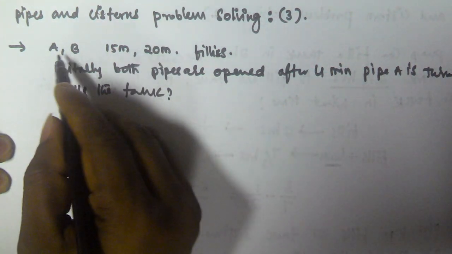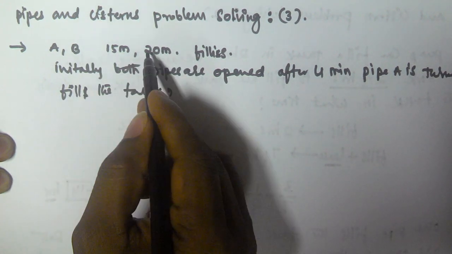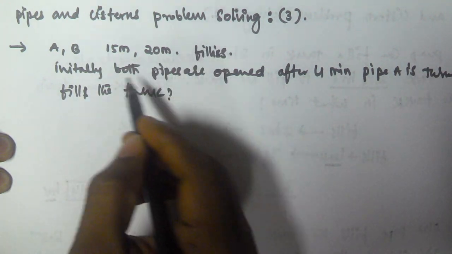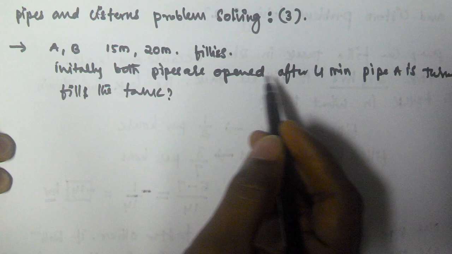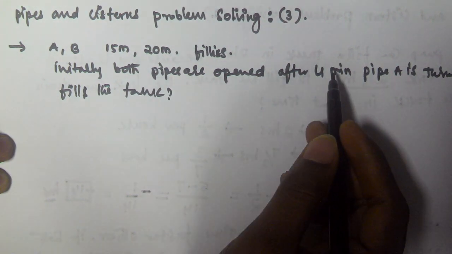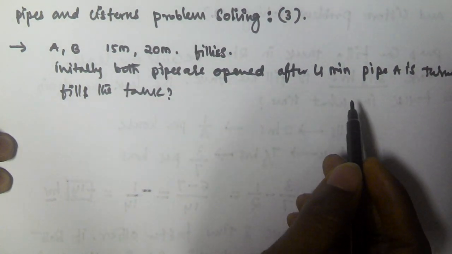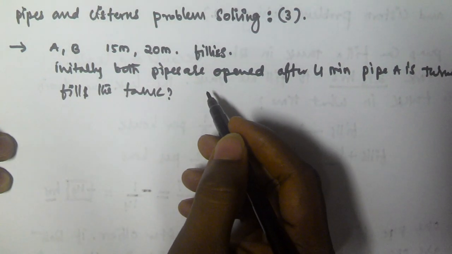The question is, two pipes are there, A and B. A takes 15 minutes to fill the tank, B takes 20 minutes to fill the tank. Initially both pipes are open. After 4 minutes pipe A is turned off. So the total time required to fill the tank, we have to find.